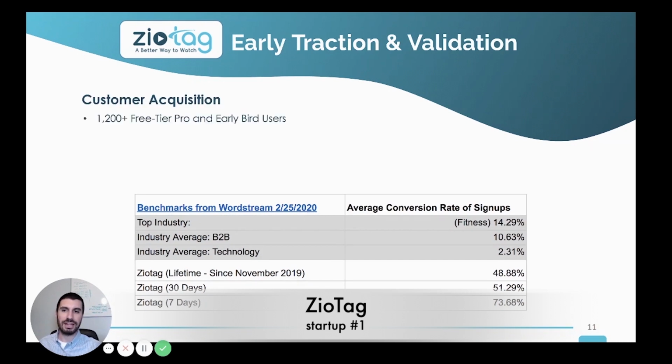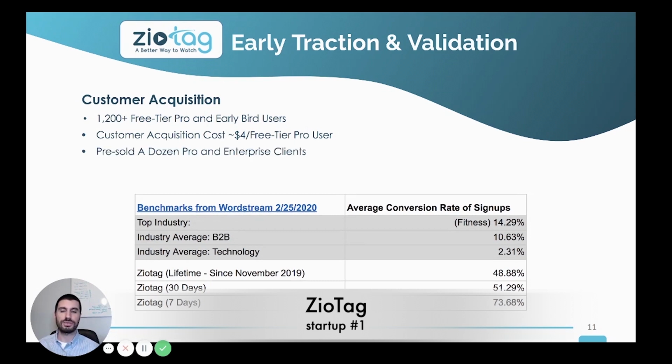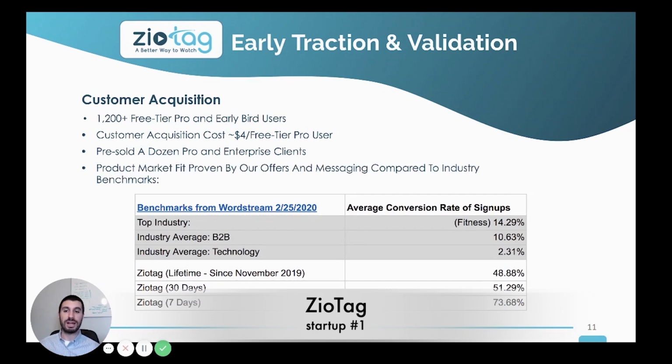Our early traction validation is around our 1,200 plus free tier, pro and early bird users. Our customer acquisition cost right now is around $4 for a free tier pro user, and we've pre-sold a dozen pro and enterprise clients.